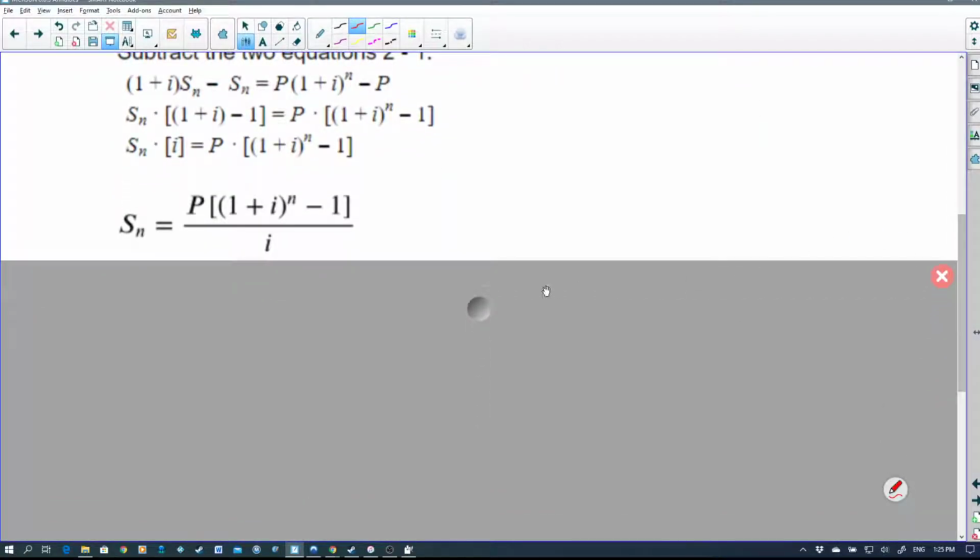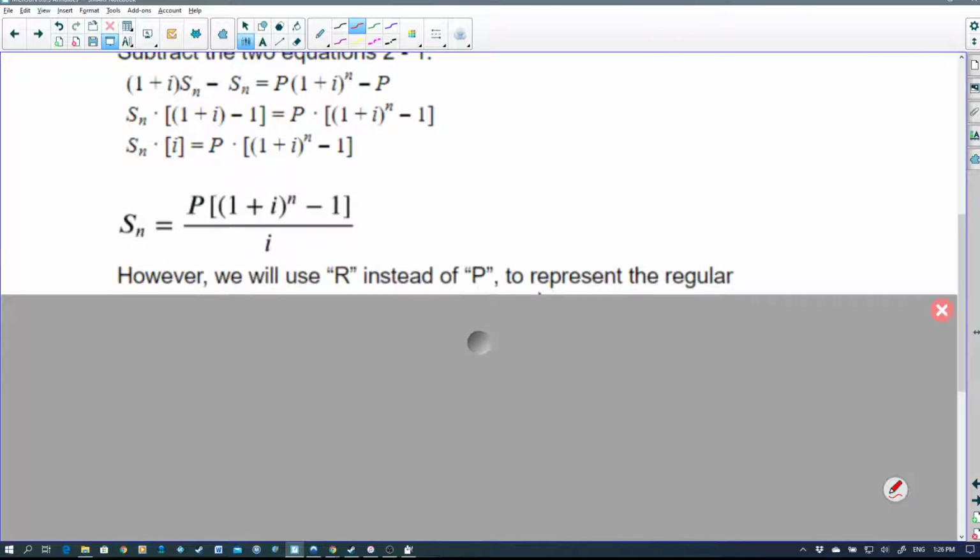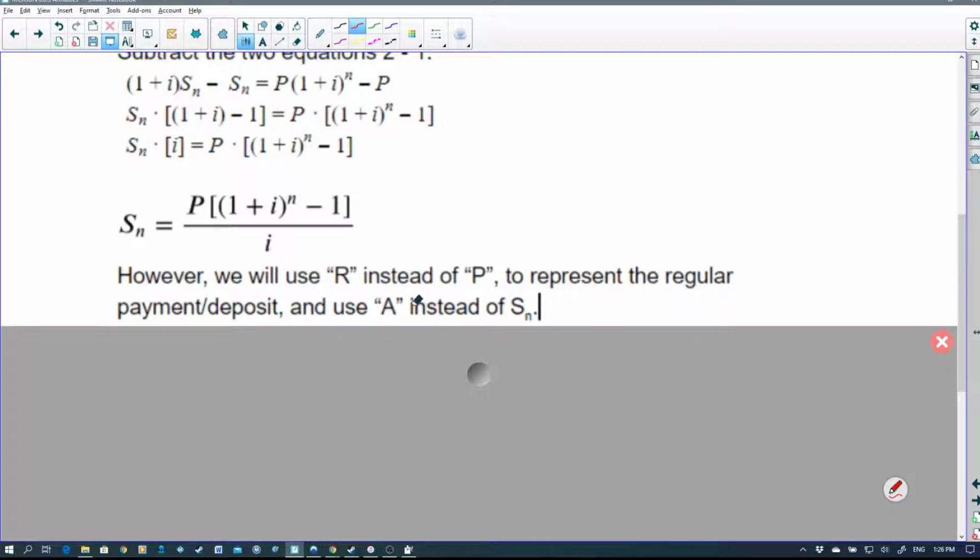Now, in finance, we don't like to use this formula in this format. There's a couple of substitutions of variables we're going to do. First one is we're going to not talk about principles anymore because that could throw somebody off if they don't understand what's happening. We're going to use R instead of P to represent the regular payment that's being done over time. And we're going to replace Sn by A, which is our final amount, which we've always used for the final amount. It could be also called the future value.